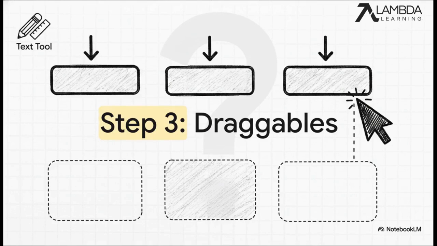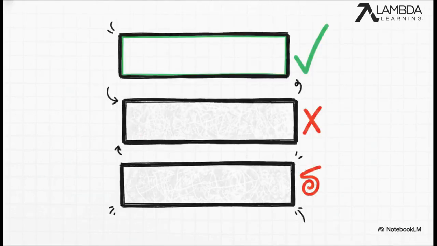Step 3. Draggables. Now grab that text tool to create 3 movable labels. Make your correct answer Fragaria and toss in 2 distractors, Vaccinium and Rubus.